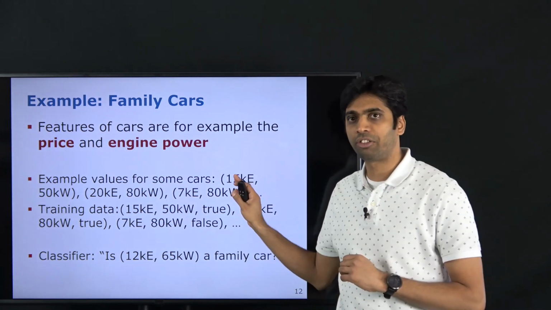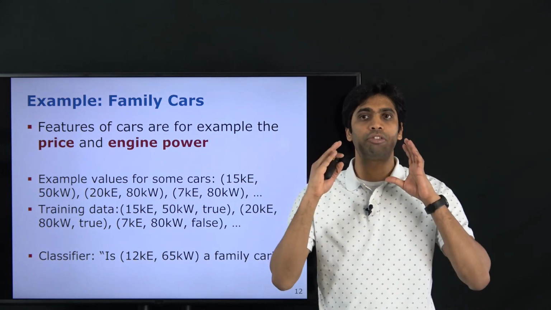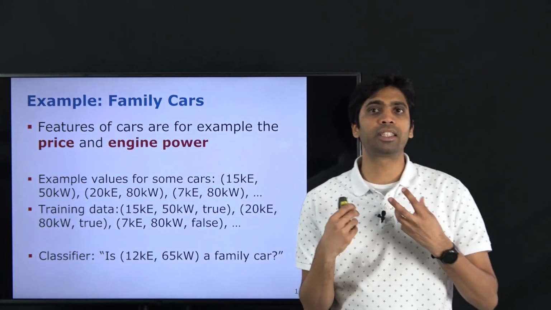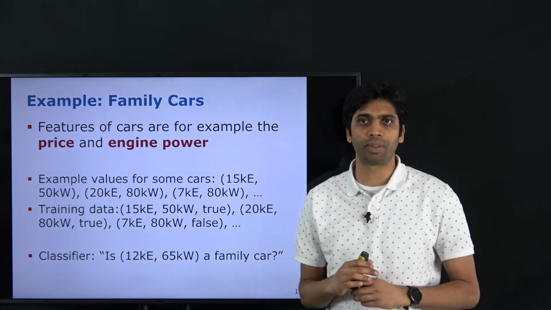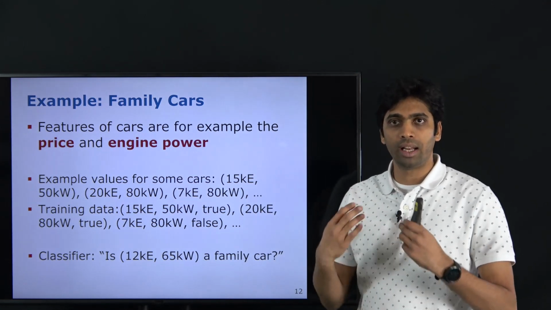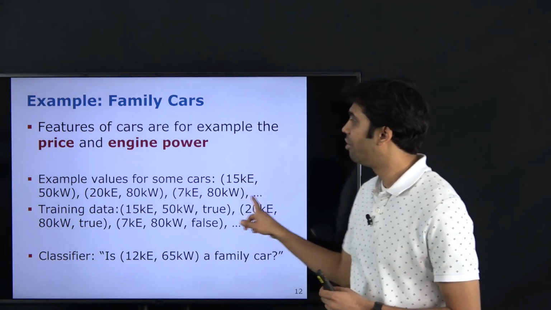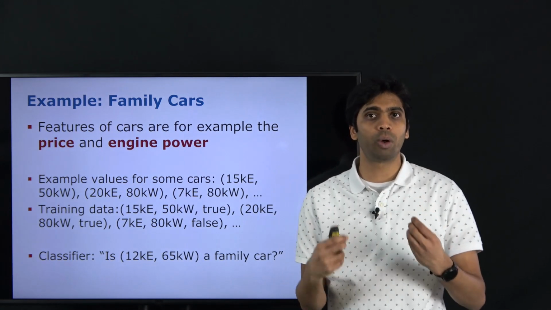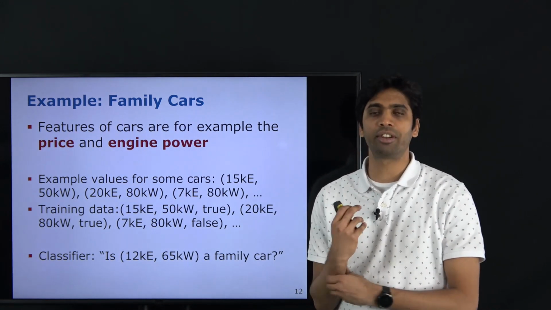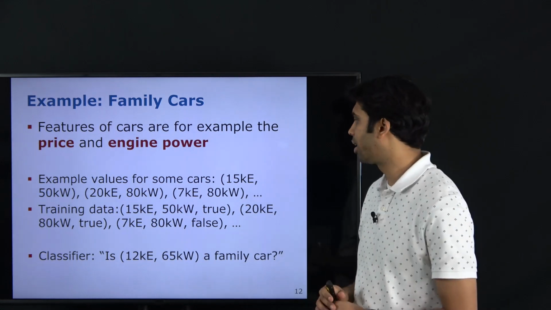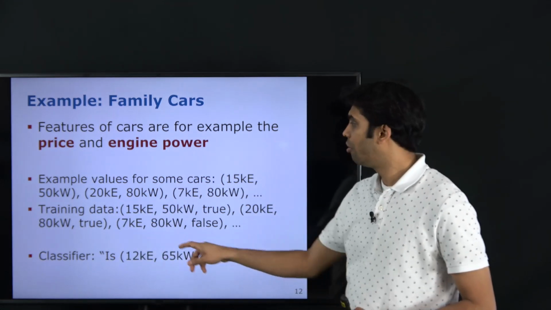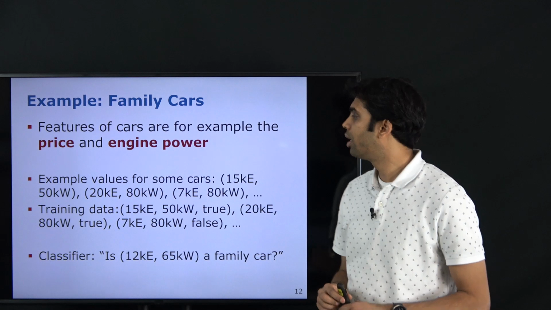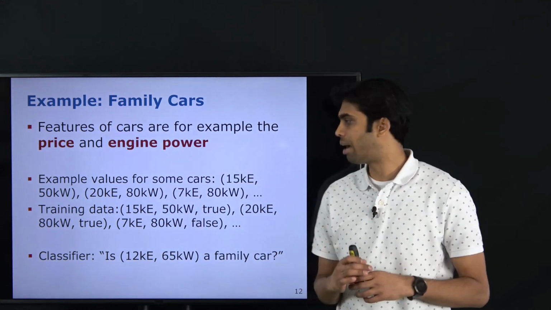So the classification problem that we see in this example is to figure out whether, given this data, the price as well as the engine power, it's a family car or not. This is the classification problem that we're interested in. And like we said, for supervised classification problems, we have this training data where for a certain portion of our data we know the label. So we know what is a family car, for example, and what is not a family car. For example, this example is a negative one, where the car costs 7,000 euros and has 80 kilowatts of horsepower, then it's not a family car.